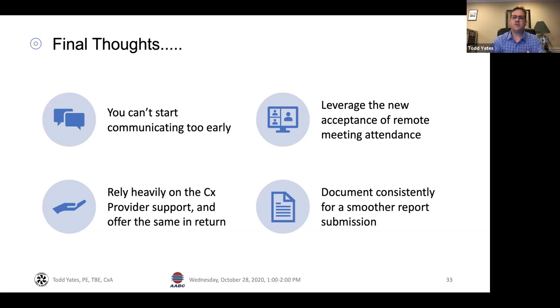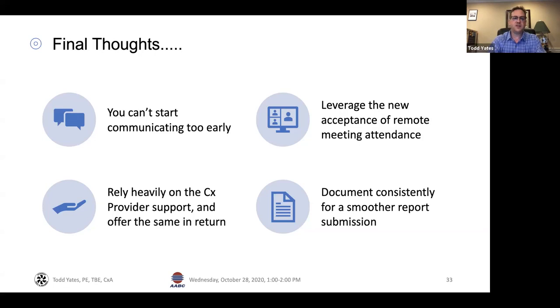Leverage the new acceptance of remote meeting attendance. It's difficult to be competitive and schedule all the meetings that you might want to attend. It's difficult to schedule the meetings just because that person's being taken away from some other task to go to a meeting. With the new acceptance of remote meetings, just like this Zoom meeting we're doing today, for example, you can attend meetings, you can be involved, and maybe, especially with test and balance, it's just such a narrow focus of what's going on in the project in its entirety.